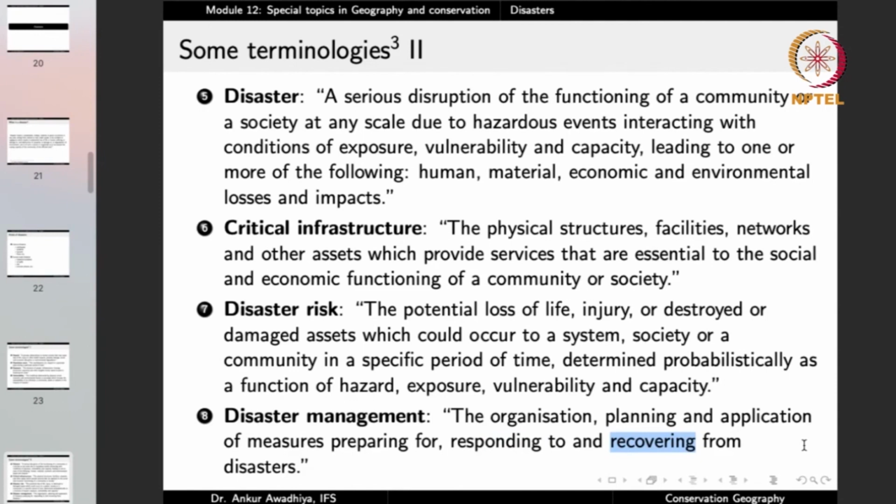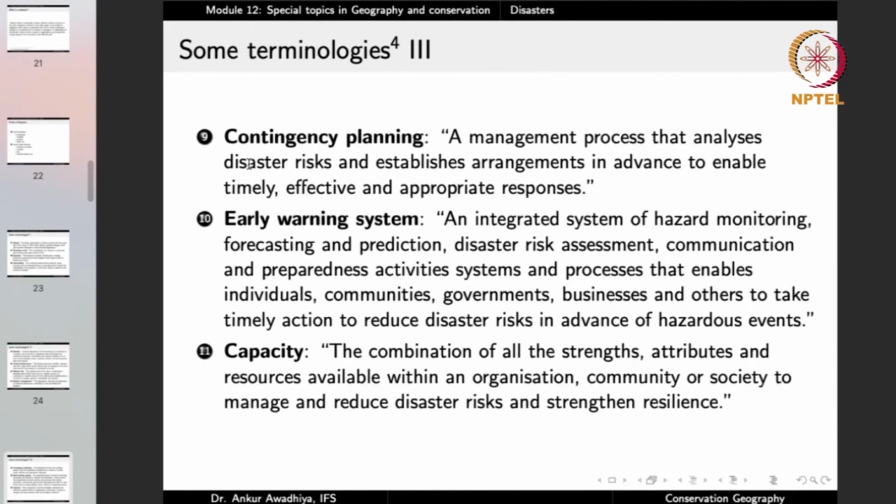And a combination of all of these, the organization, planning, and application of measures that are for preparation, response, or recovery from the disasters, are known as disaster management. Then we have contingency planning, which is a management process that analyzes the disaster risk and establishes arrangements in advance to enable timely, effective, and appropriate responses. So you are doing the preparation in advance to enable timely, effective, and appropriate responses.